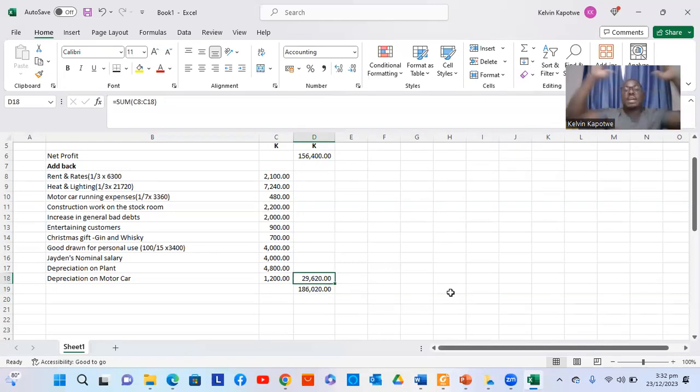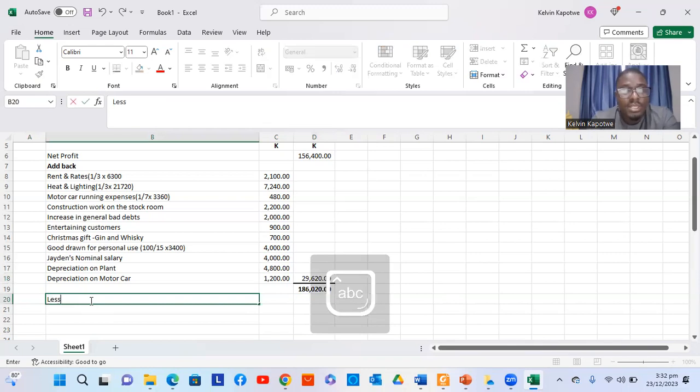Now we need to add these items back to the net profit so as to arrive at the adjusted business profit. Now, this is not the profit that we are going to hammer tax on. We've got some incomes that have been charged to the accounts that are not taxable incomes. So those incomes must be deducted. We need to deduct them from the accounts, and then we hammer the tax rates on that income. All right, so let's go. So now I'm going to say less deductible.